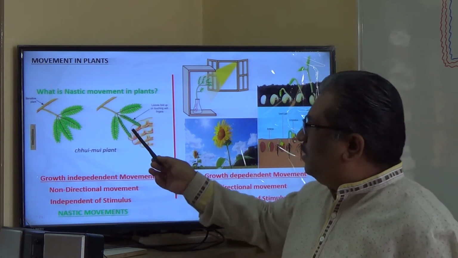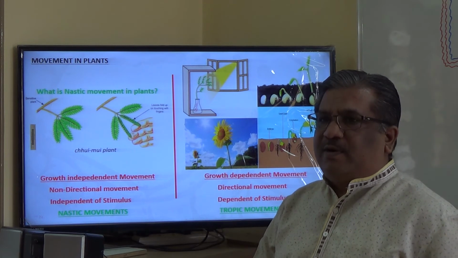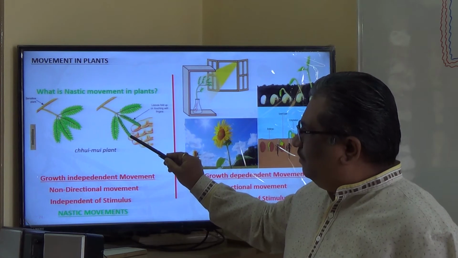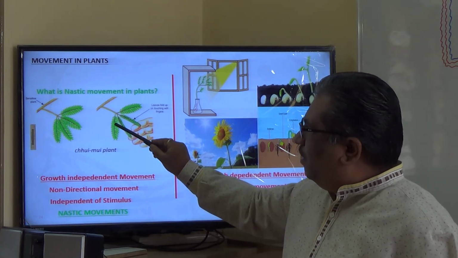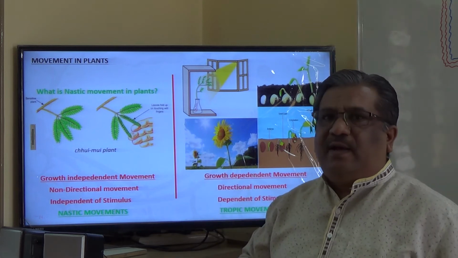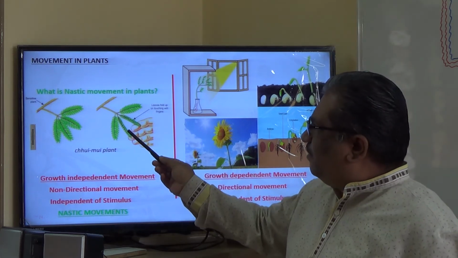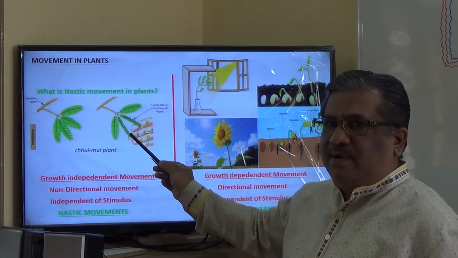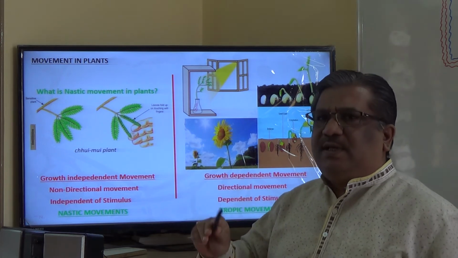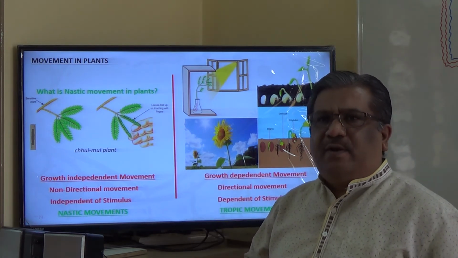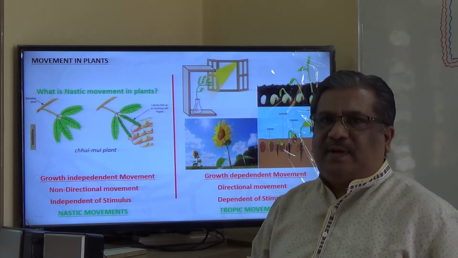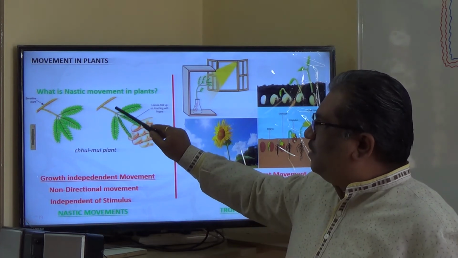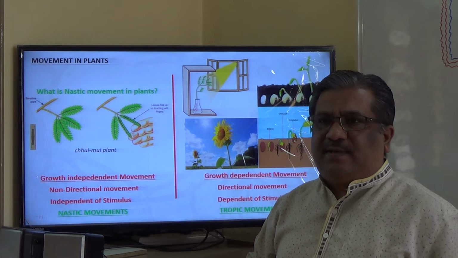Let us talk about this plant, Mimosa pudica, touch me not, or chui mui plant. The point of touch is here, but why are all these leaves folding and drooping? Of course the diagram shows only two here, but definitely the moment we touch over here, in and around, the surrounding leaves will fold and droop. That you can observe there. The point of touch is different, but the response is observed at different points.